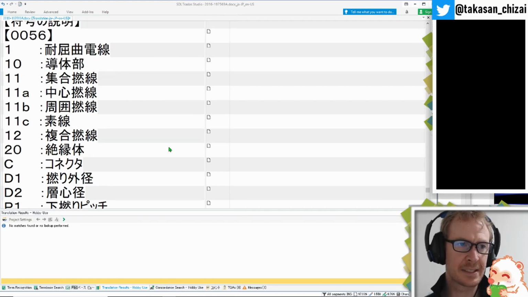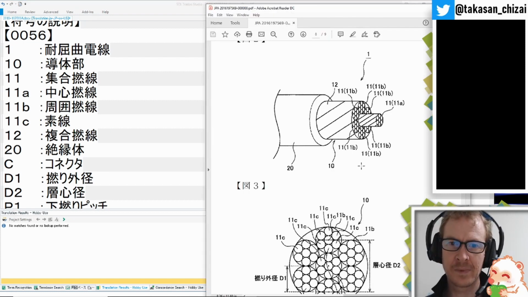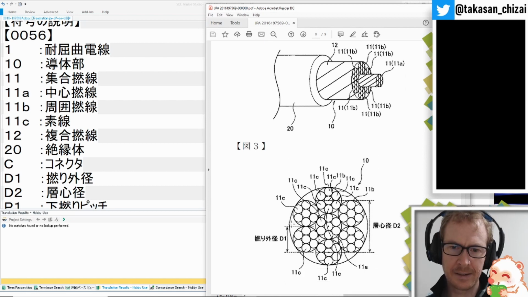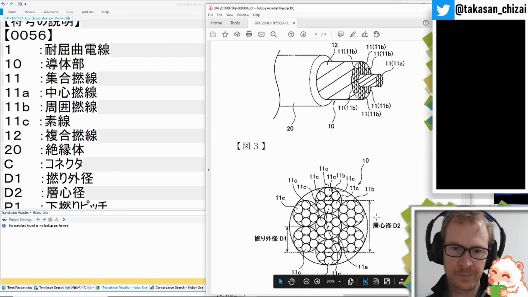And looking at the picture, let's just check the numbers. So here we are. So 1's the main invention. 10 is the conductor portion. And we have our bunched stranded wires. And we have our composite stranded wires. So 12 and 10 is the relationship we need to check. 12 and 10. So it looks like it is the same, right? We have 10 being this whole thing.